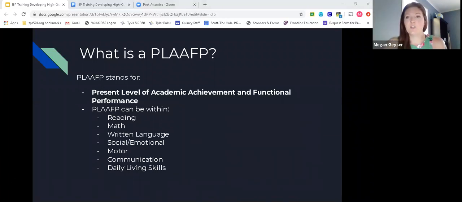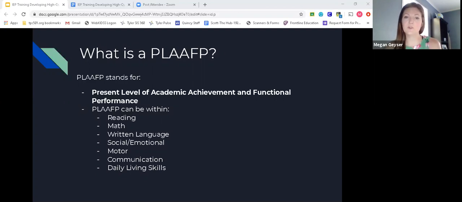So the big question, what exactly is a PLAAFP? We've heard this acronym many times. I mean, we write them all the time, but what does it really and truly mean? Well, a PLAAFP stands for the present level of academic achievement and functional performance of a child.